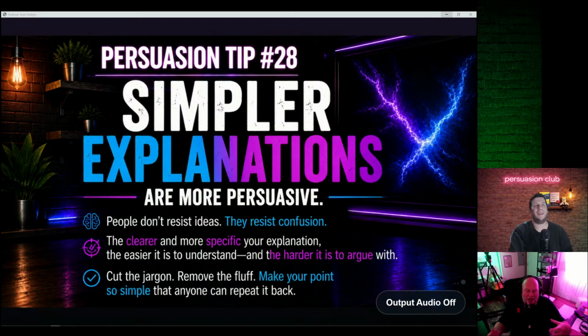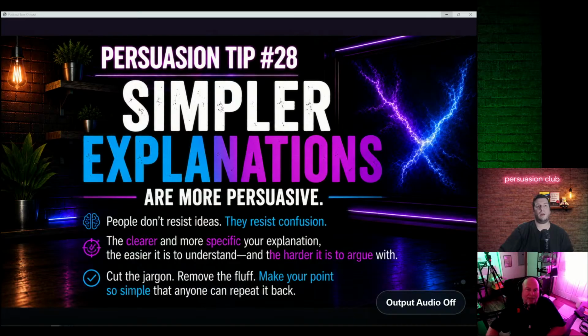Yeah, Occam's razor, as Scott referred to it, which is basically that usually the simpler explanation is the correct one. It dictates in a very similar way that when you're giving an explanation, simpler is better. People don't resist ideas, but they do resist confusion. The clearer and more specific your explanation is, the easier it is to understand, and the harder it is to argue with. And then lastly, the recommendation is basically to just cut the jargon.